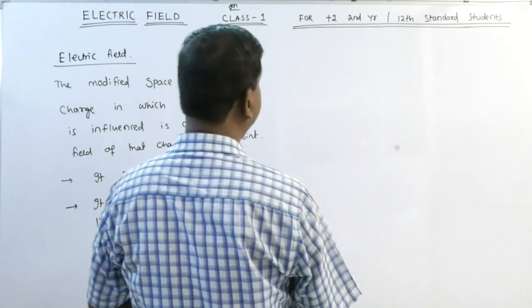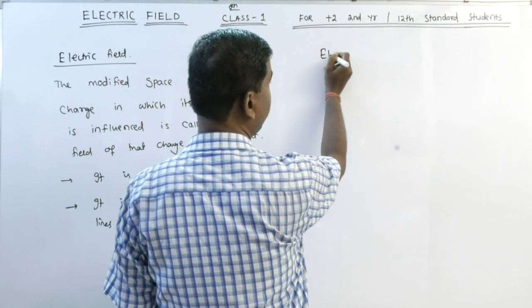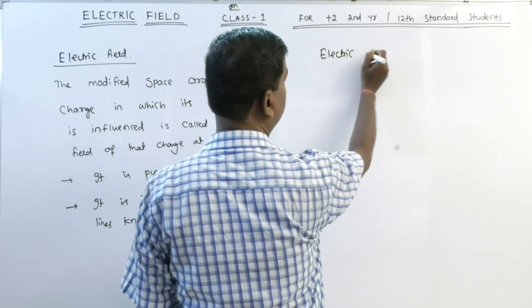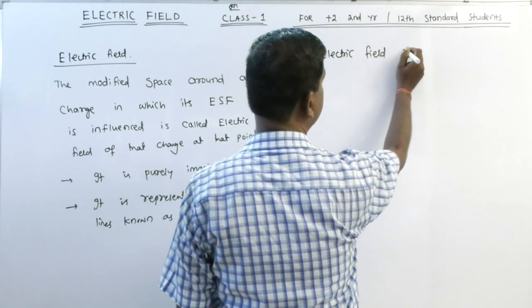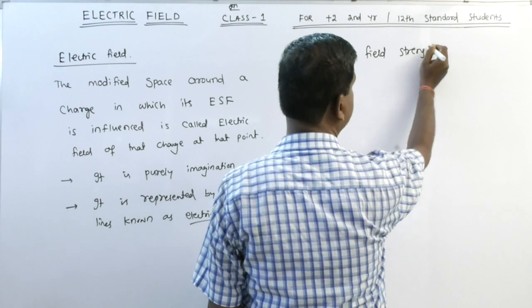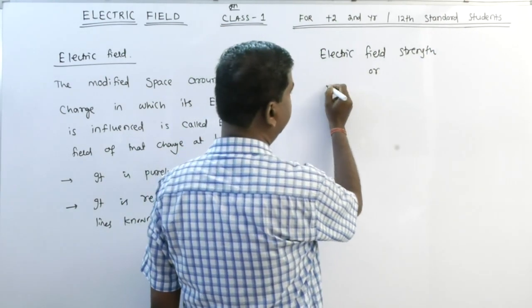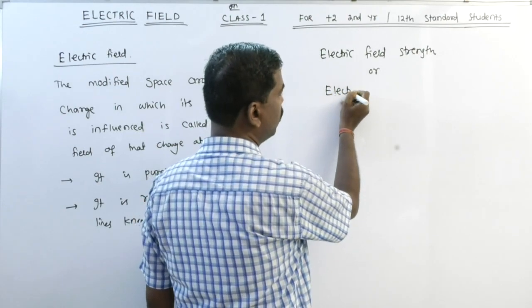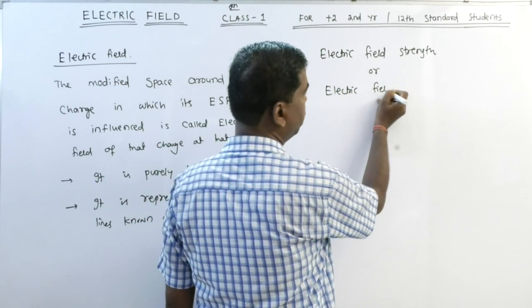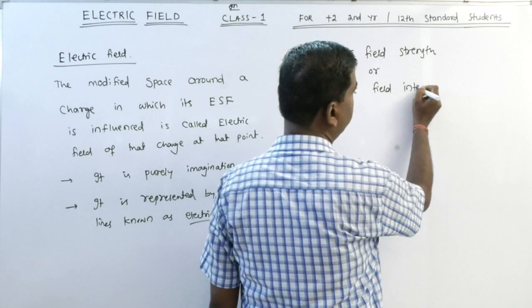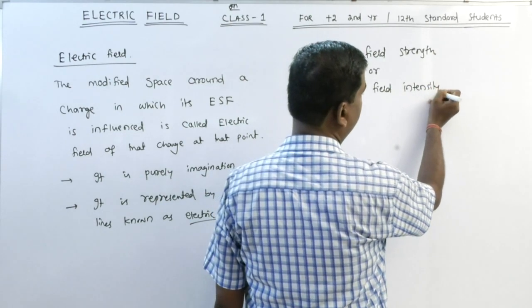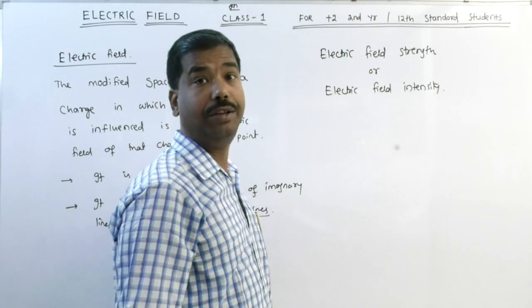That is called electric field strength, or it is also called electric field intensity.